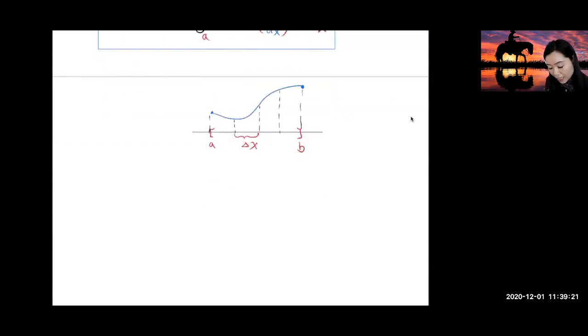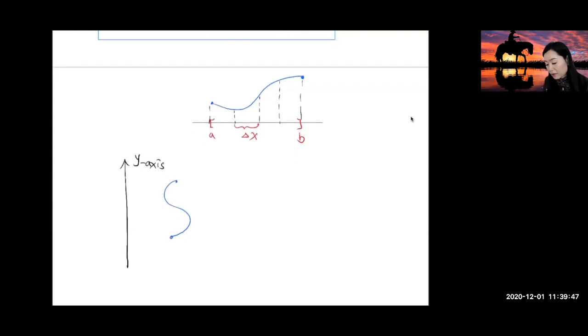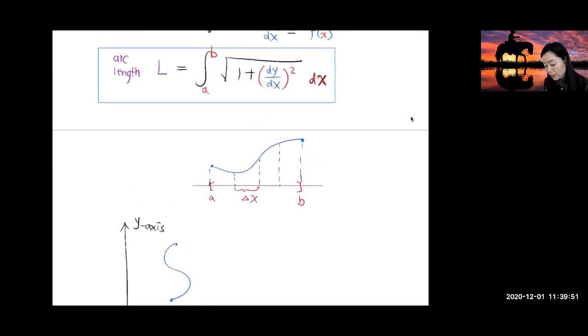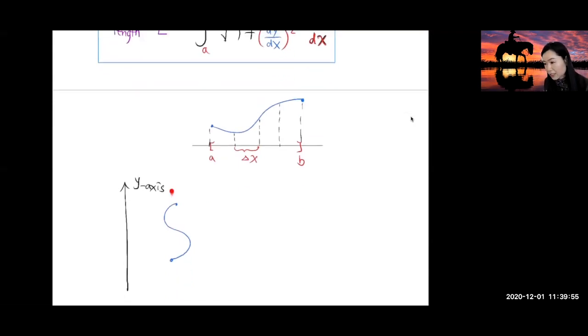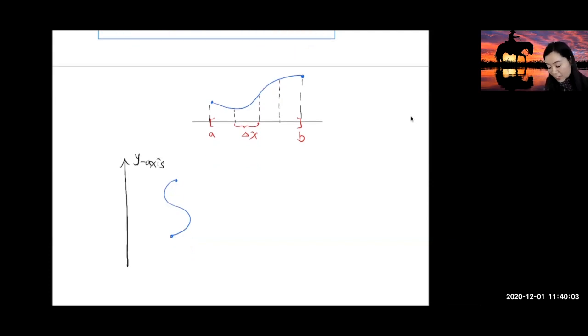What about if I have, suppose this is the y-axis, and the arc that we have is going to be like this, like that. Now, for this one, I cannot use this formula because the y here is not a function of x, right? It doesn't pass the vertical line test, right? So that is not a function of x. But it's a similar idea.